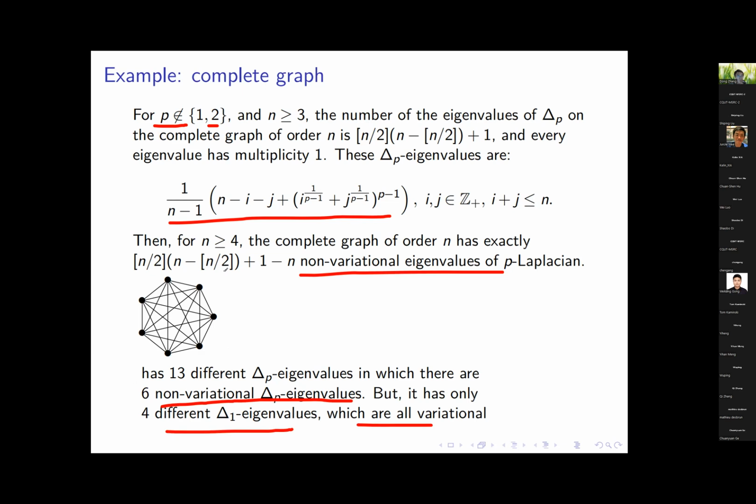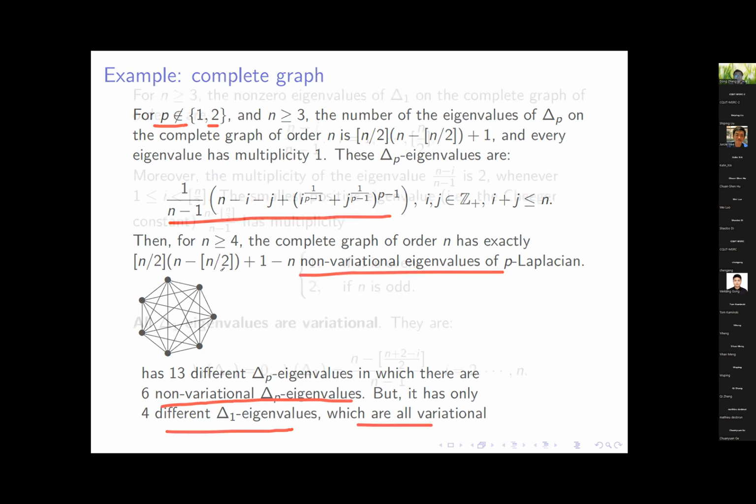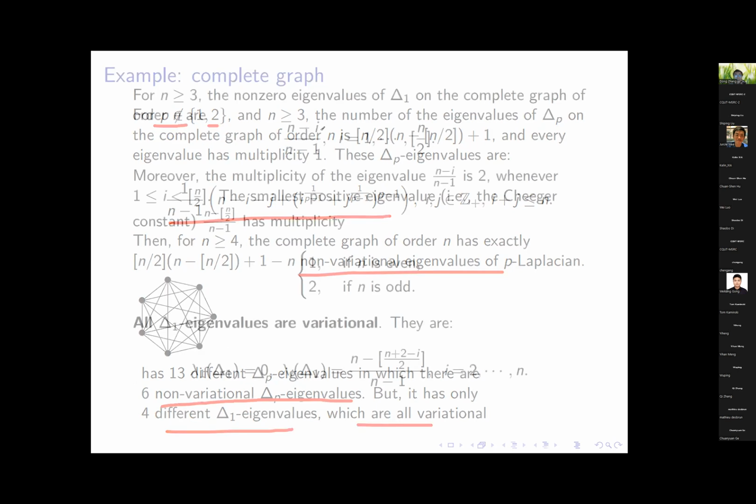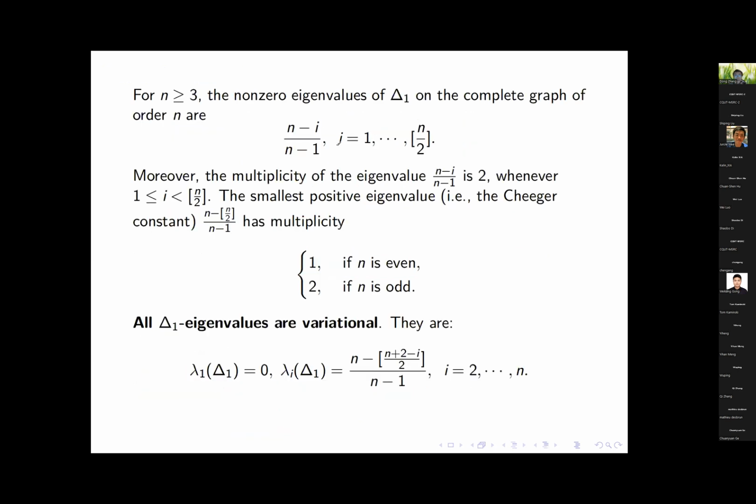This is because the non-zero eigenvalues of the 1-Laplacian on a complete graph of order n are of the form n minus i, over n minus 1, for i from 1 up to n over 2, and their multiplicity is exactly 2, except the smallest positive one, that is the Cheeger constant, which has multiplicity 1 if n is even and multiplicity 2 if n is odd. In addition, we can show that all 1-Laplacian eigenvalues of the complete graph are variational.